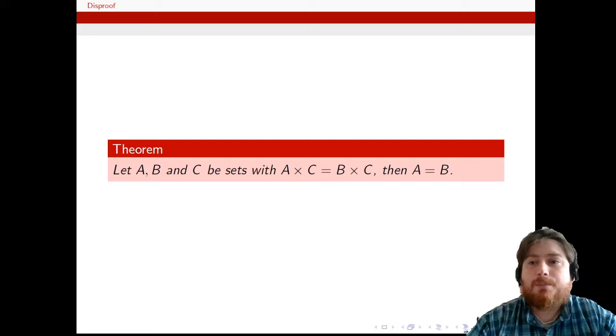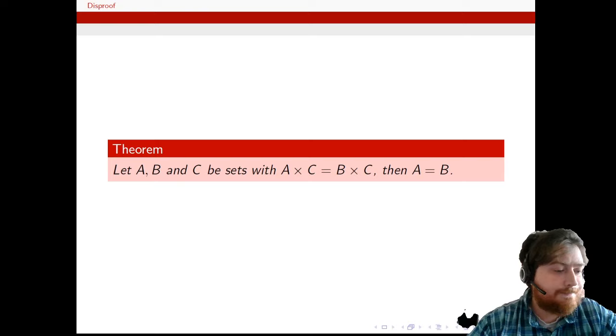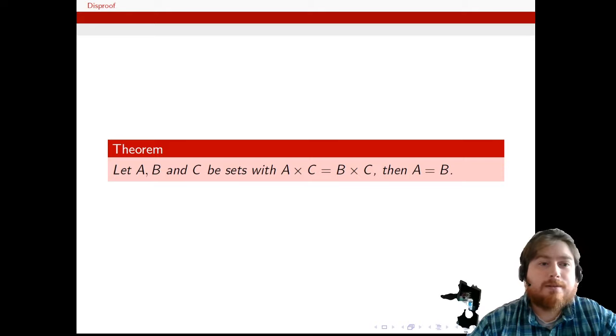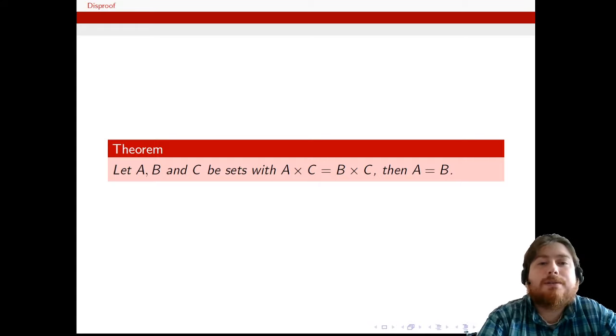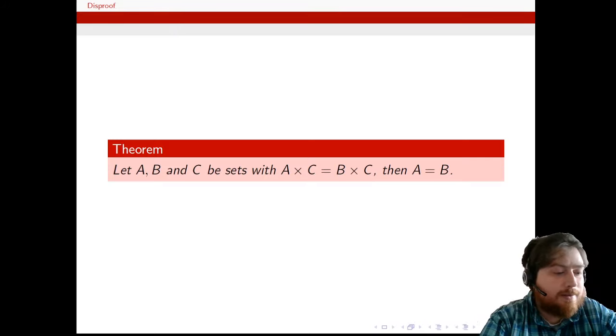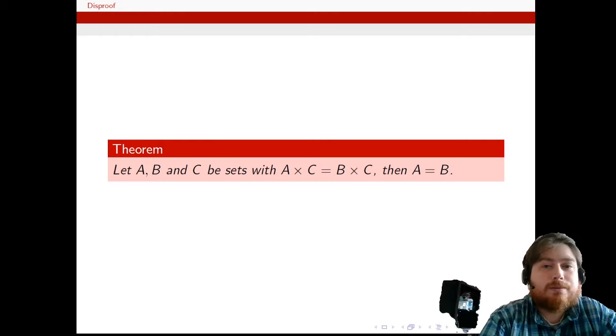All right, have you guys come up with any suggestions for A, B, and C? Do you think this is true or false? So we're going to take A cross C, the Cartesian product of two sets A and C. And then we're going to try to show that that's equal to the Cartesian product B and C. Then we have to have the case that A is equal to B. So I just want to know, is that true or false?